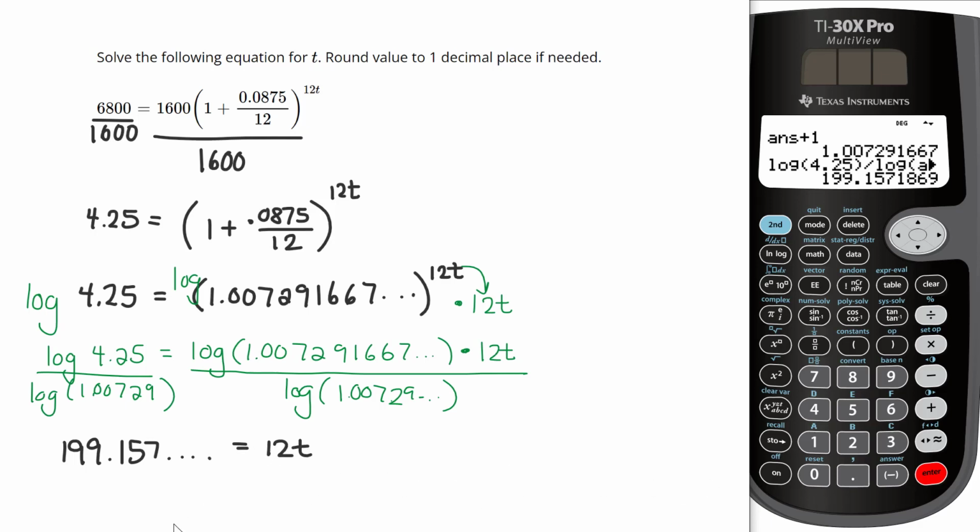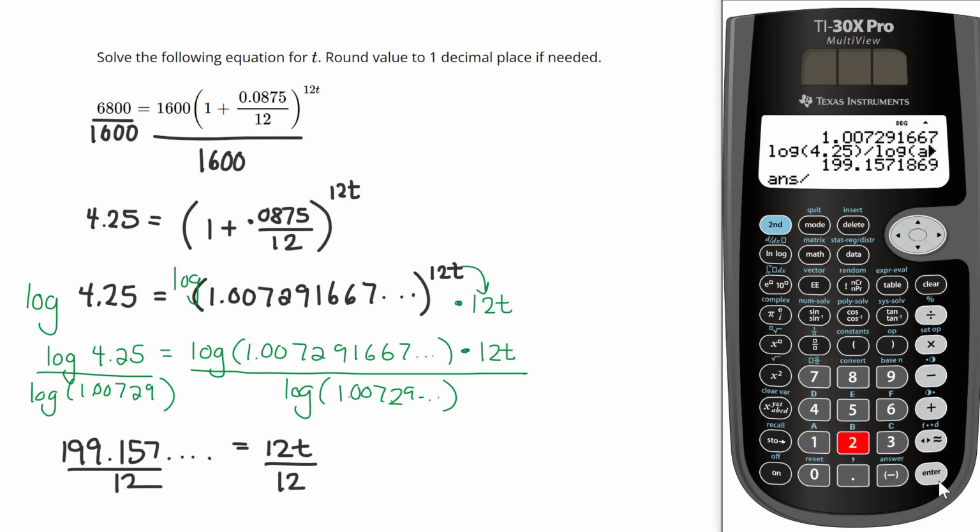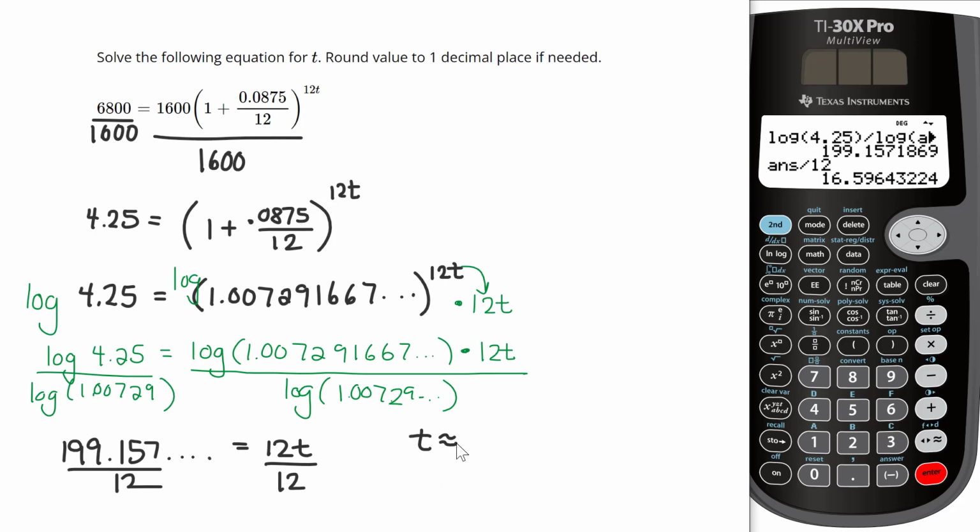Keeping that in my calculator, I need one more step. We're going to divide both sides by 12. So divide that by 12 in my calculator. And we get t is approximately 16.596, etc. And this is where we're going to now round as indicated, to one decimal place. So behind the one decimal place is a 9. So I'm going to say t is equal to 16.5.